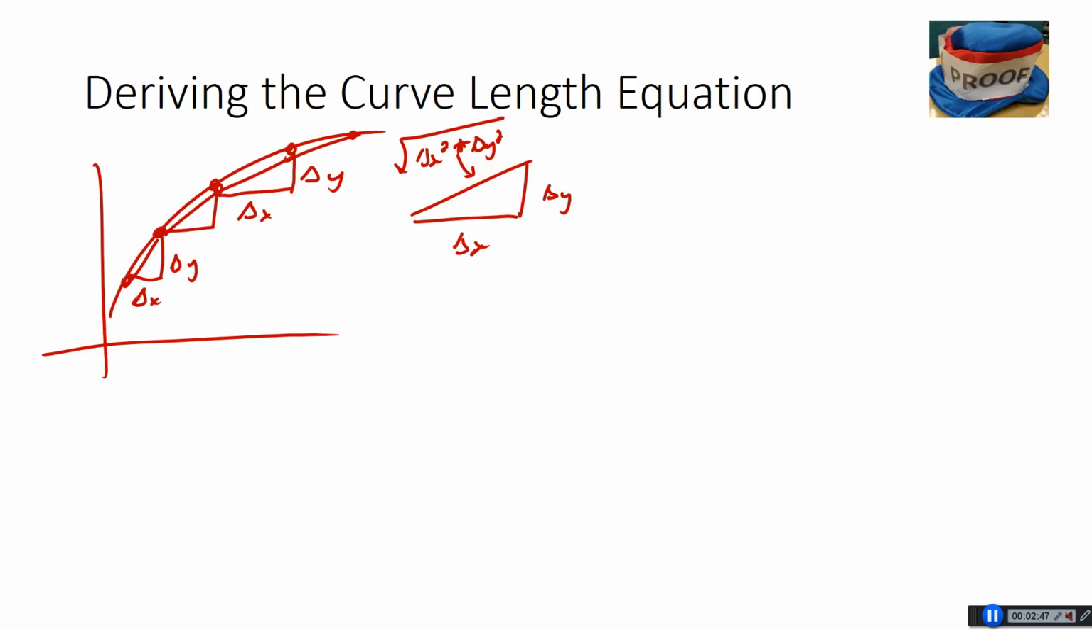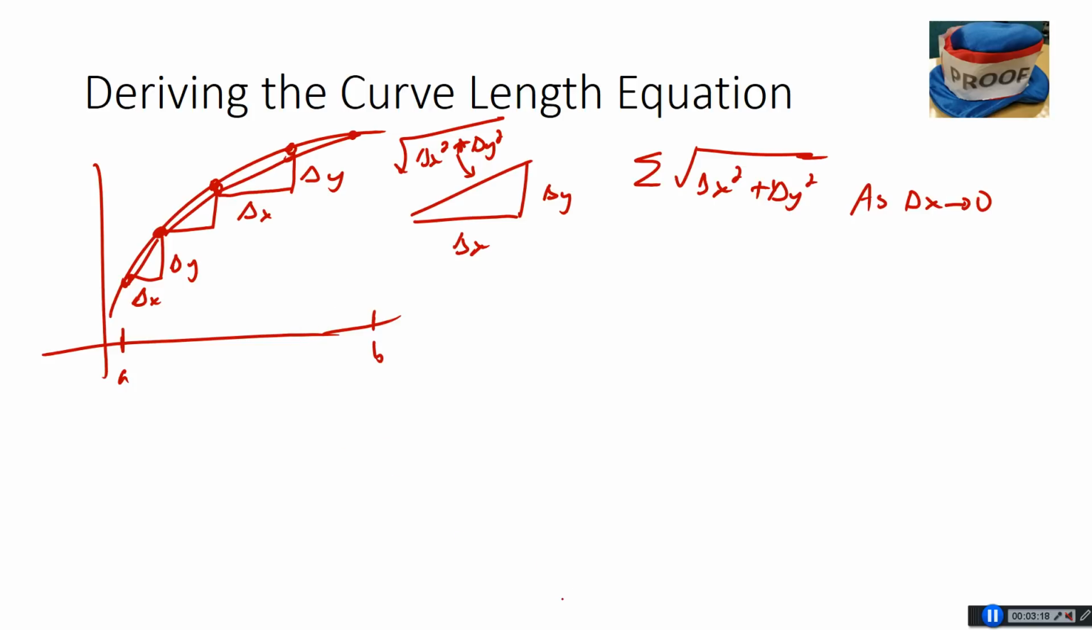So if we want to go from A to B, to find the curve length from A to B, we want to add up the sum of the square root of delta x squared plus delta y squared on this interval from A to B as delta x goes to 0. We want those delta x's to get as small as possible, because then the straight lines are essentially going to be the same distance as the curve.